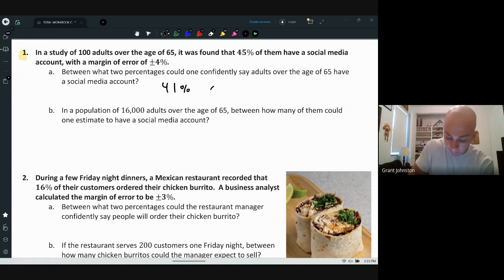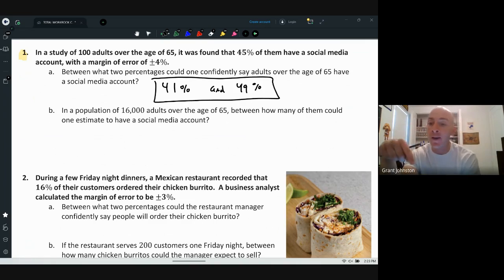41% and 49%. So what I did was, since the margin of error was 4%, I went 45 minus 4 to find the lower end of the percentage. And then I did 45 plus 4 to get 49% to find the upper range of the percentage. Okay, so that's plus or minus 4. We dealt with plus or minus before in the quadratics unit, right? So I did 45 plus or minus 4. 45 plus 4, 49. 49 minus 4, 41. So I can confidently say between 41 and 49% of adults over the age of 65 have a social media account. That's what I'm saying here.